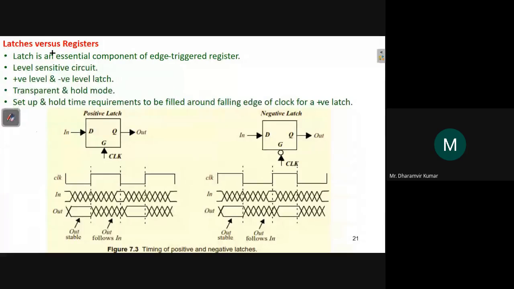Now, let us see this also: latches versus registers. You are again aware of these things from your digital electronic circuit subject. The most important difference between latches and registers is that latches are level triggered, level sensitive, whereas registers are edge triggered or edge sensitive. Both of these are memory basically. Latch is an essential component of an edge triggered register, so we construct an edge triggered register using latch.